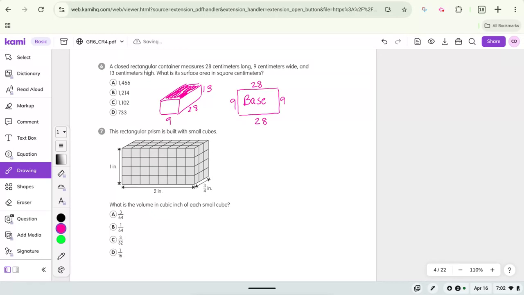This is important because I'm going to need two measurements from the base. I'm going to need the perimeter of the base, so I need to add up the sides. And when I do that, I get 74. I also need the area of the base. And of course, if the base is just a rectangle, I simply multiply the length and width together. So 28 times 9 is 252.